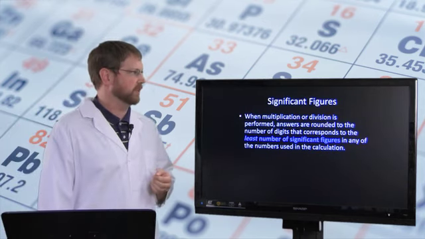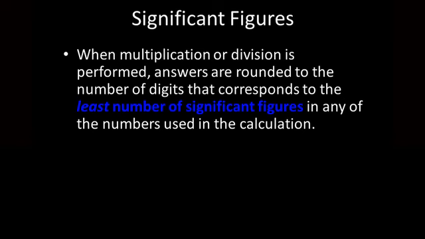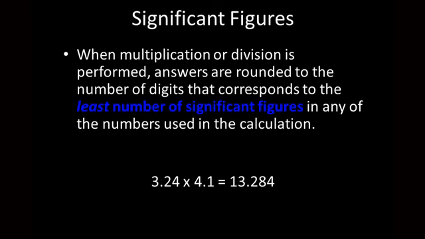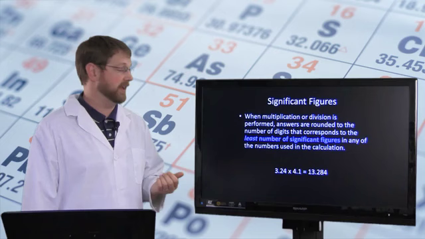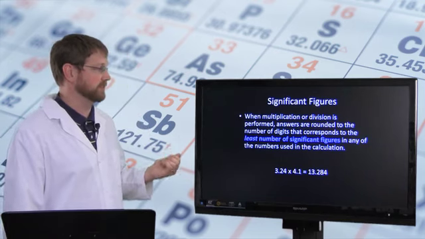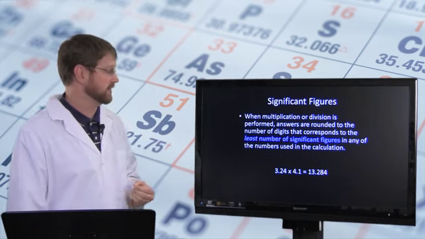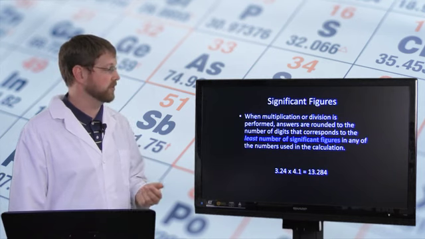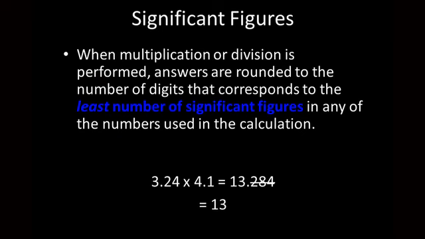When multiplication or division is performed, the answers are rounded to the number of digits that correspond to the least number of significant figures in any of the numbers used in the calculation. For example, let's look at this. 3.24 times 4.1 equals 13.284. In the original calculation, the number with the least number of significant figures is 4.1, with just two significant figures. So, we round the final answer to 13.